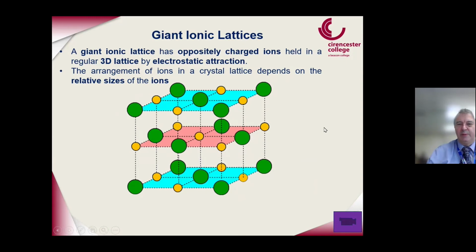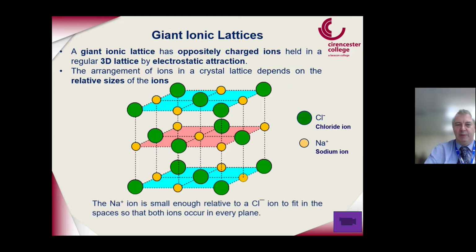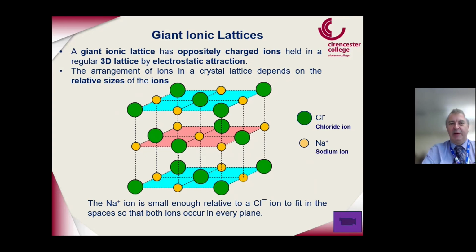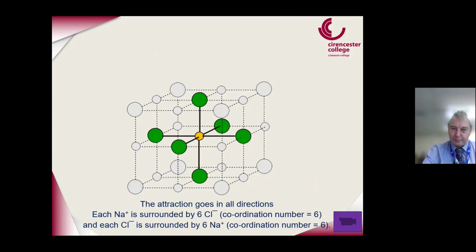So this is what a crystal lattice is, and the arrangement of that crystal lattice depends on the relative size of the ions. Okay, so that's sodium chloride. The sodium ion is small enough relative to the chloride ion to fit in the spaces, so you have both ions on every plane. Okay, so they can fit together nicely.